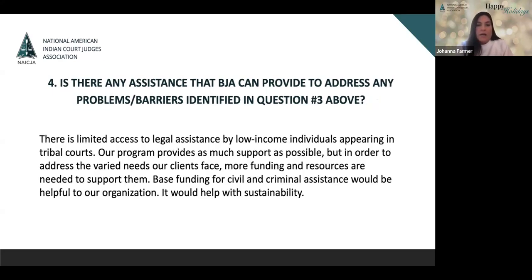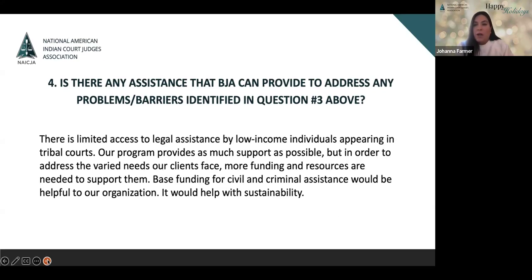So here is an example of limited access to legal assistance by low-income individuals appearing in tribal courts. Our program provides as much support as possible, but in order to address the varied needs, more funding and resources are needed to support them. Base funding for civil and criminal assistance would be helpful to our organization and would help with sustainability.